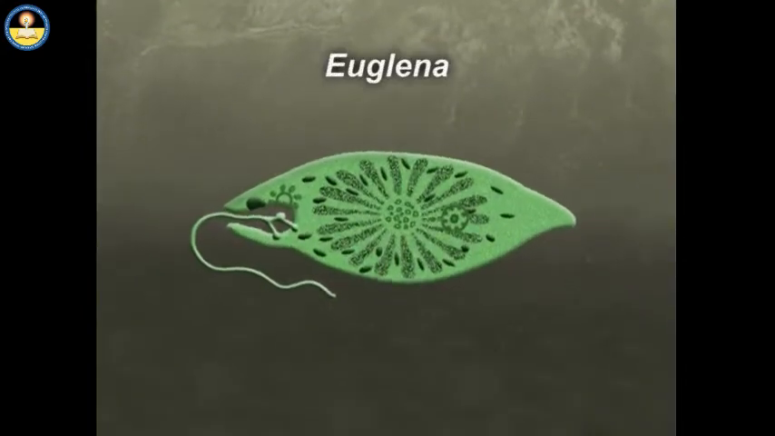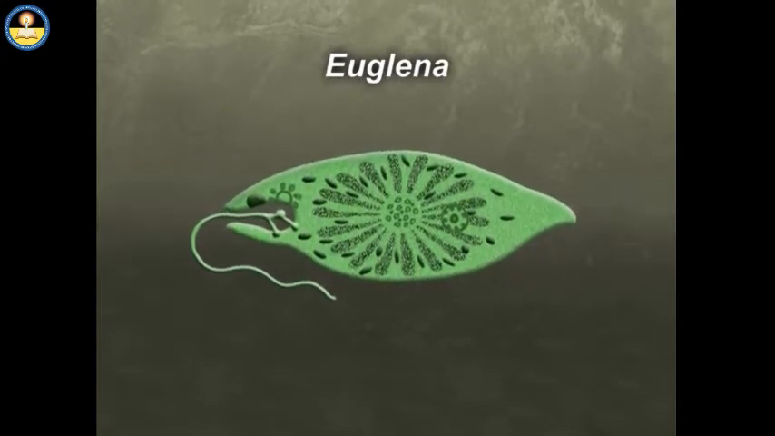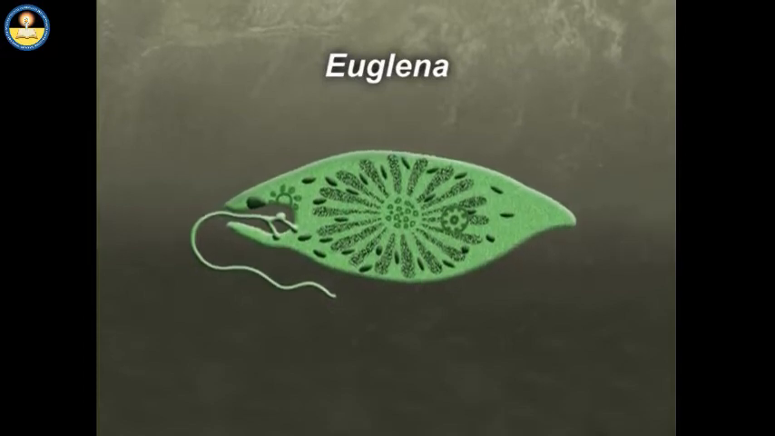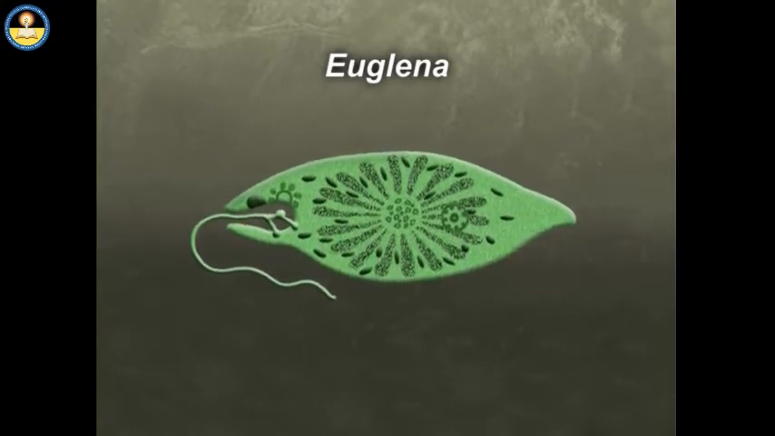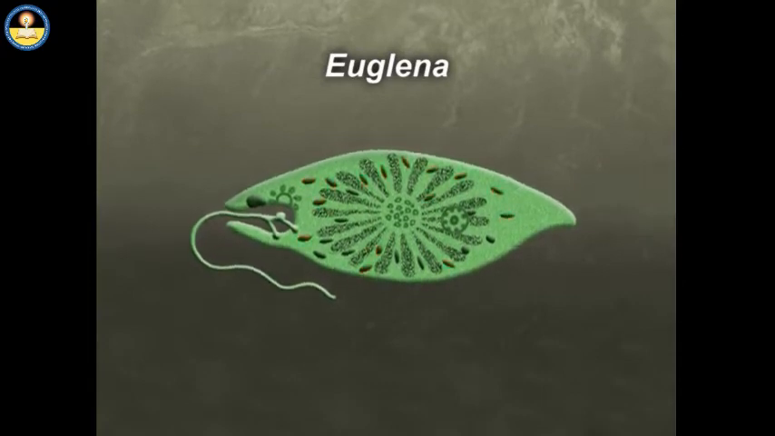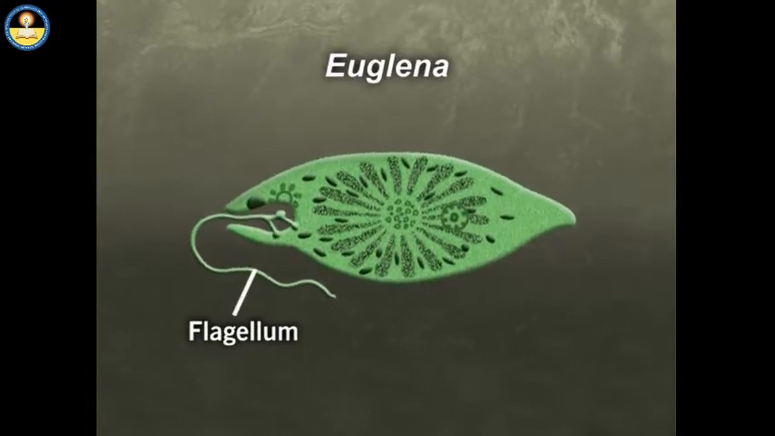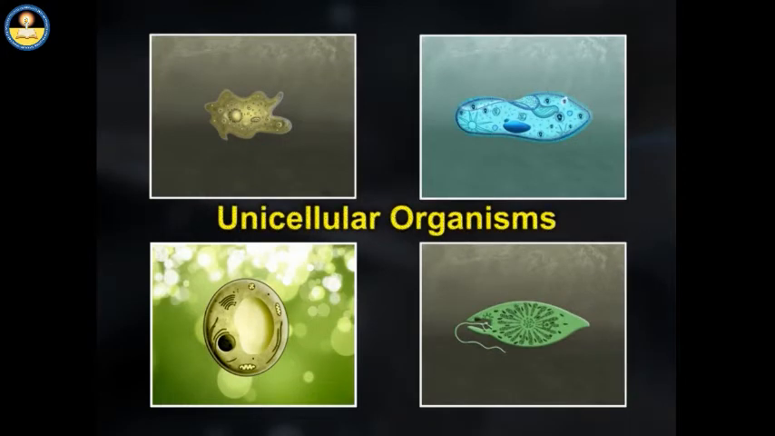Euglena is also a unicellular flagellate from the Protista group. It is unique in itself because it behaves like both a plant as well as an animal. It resembles a plant because it has chloroplast and performs photosynthesis, and it moves with a strong flagella, so it acts like an animal. So all these organisms whose body is made up of one cell only are known as unicellular organisms.